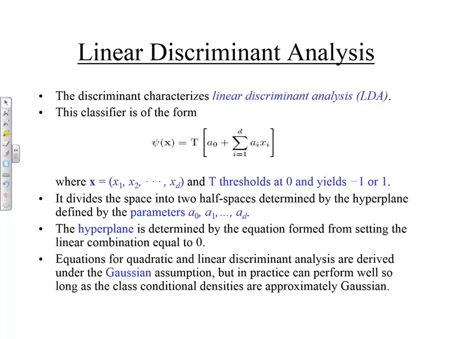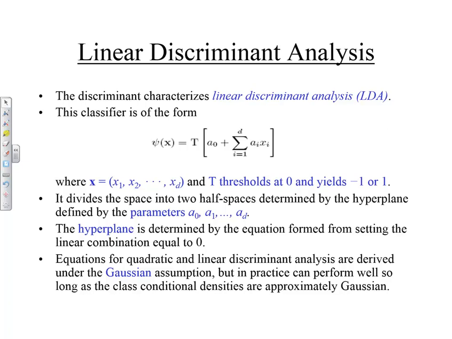So when this thing evaluates out to 0, that's the equation of a plane. When this evaluates out to 0, that is the decision boundary. If it is greater than 0, then the thresholding function gives you +1 for a particular class. When it is less than 0, it gives you -1 for the other class. So this is going to divide the space into two half spaces determined by the hyperplane defined by the parameters a0, a1 up to ad. And the hyperplane is determined by the equation formed from setting the linear combination inside the square brackets equal to 0. That's the equation of a plane.